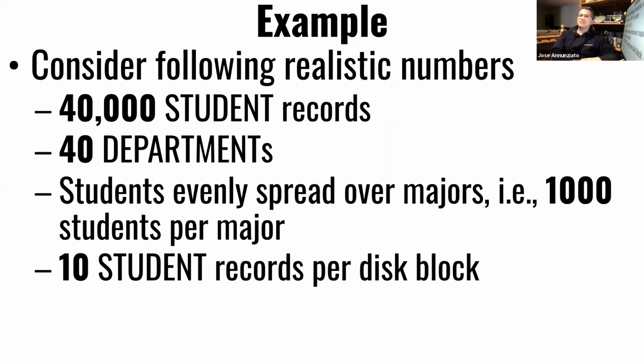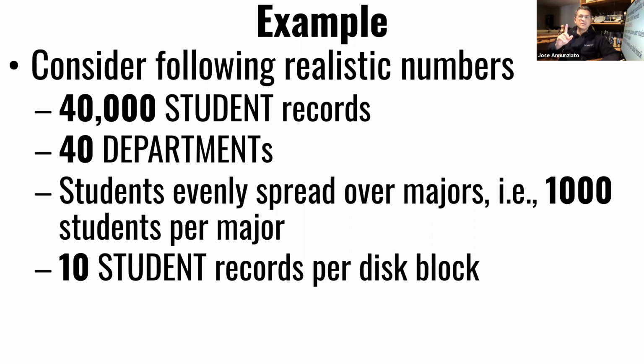So let's consider some generic, realistic values and see what those costs might be on file I/O, not comparisons. Say you have a university with 40,000 students. That's not unthinkable. And you have 40 departments. Just to make a ballpark, on average each department might have maybe 1,000 students. Let's further consider that each block is big enough to hold maybe 10 records, so 10 students per block.